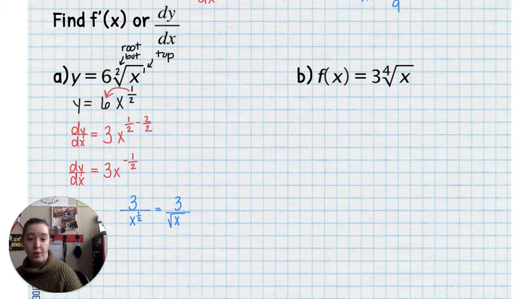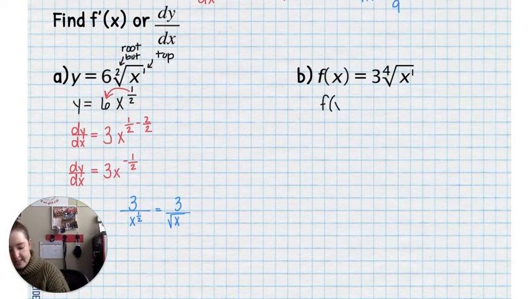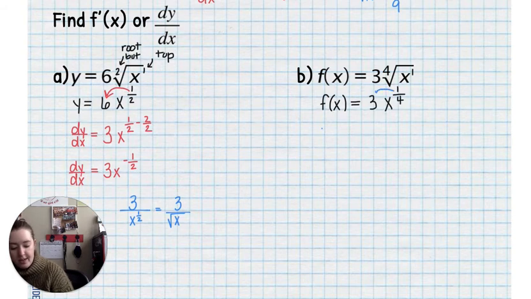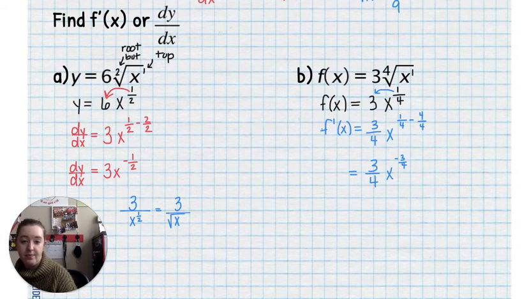So we're going to rewrite that 4th root of x. Remember, x is to the first power. So to rewrite this, we've got f of x equals 3x to the 1/4. So remember, that root goes in the denominator of my power. So I'll bring this down to find f prime of x, to find the derivative. 3 times 1/4 is 3/4 x. And then I need to subtract 1, so that's the same thing as subtracting 4 over 4. So we've got 3/4 x to the negative 3/4 for f prime of x.